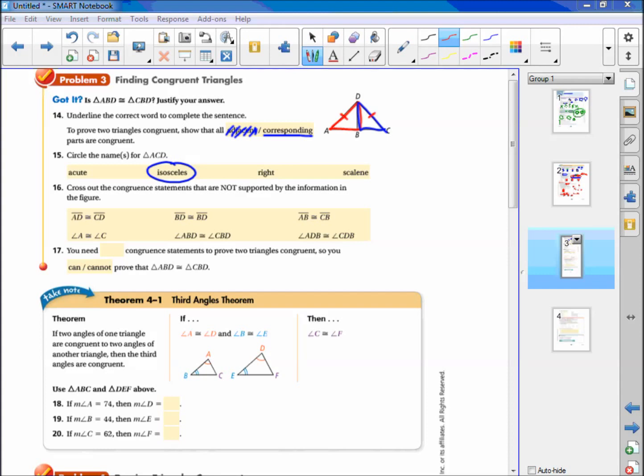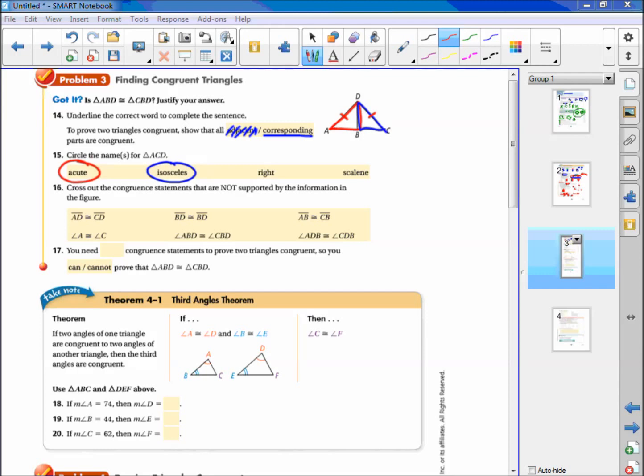Okay. And it is acute. If you do the right angle test with a piece of paper, you could try to slide it into angle ADC. It looks almost right, but it's actually a little bit smaller. Okay, so all three angles A, D, and C are less than 90. All right? Cross out the congruent statements that are not supported by the information in the figure.